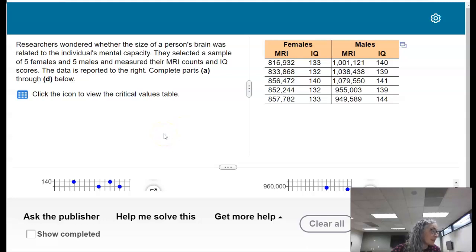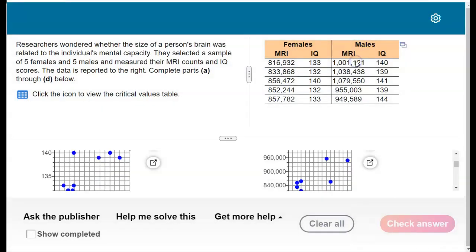Researchers wondered whether the size of a person's brain was related to the individual's mental capacity. They selected a sample of 5 females and 5 males and measured their MRI counts and IQ scores. The data is reported to the right. So here's the data, and the first thing that they ask us to do is make a scatter plot.